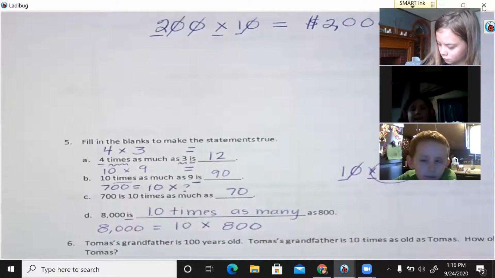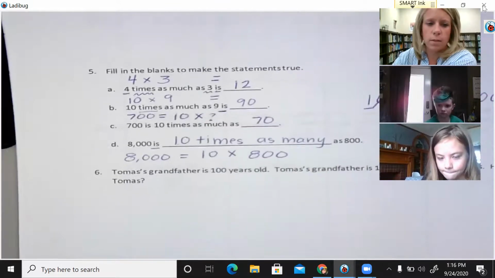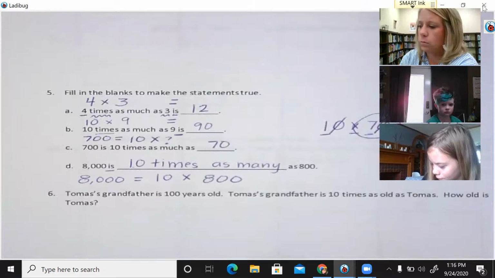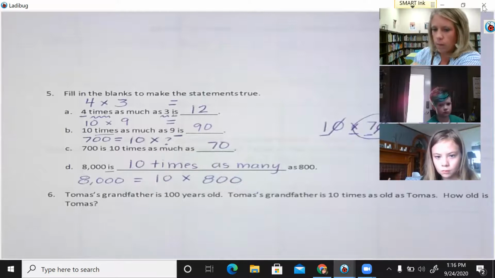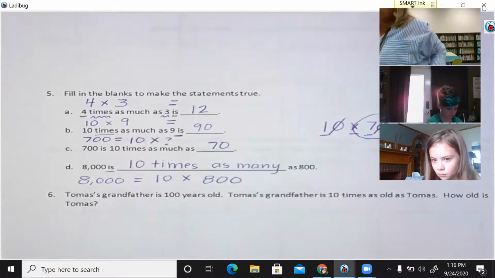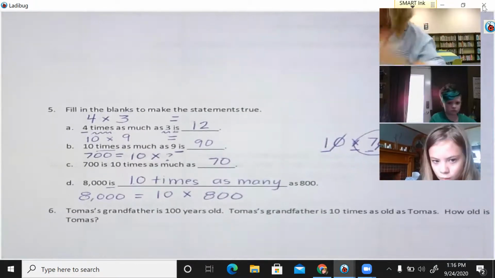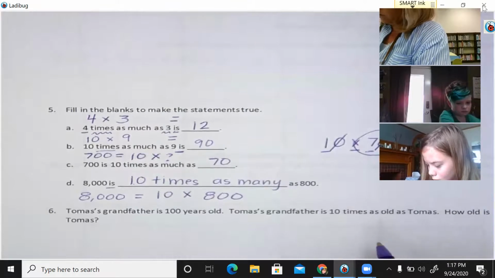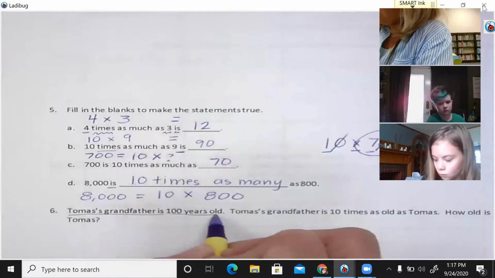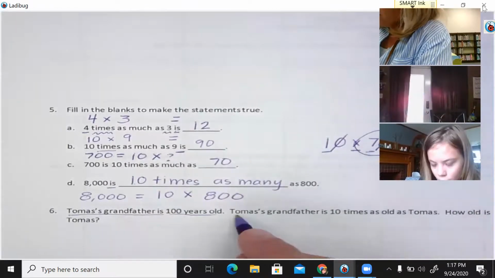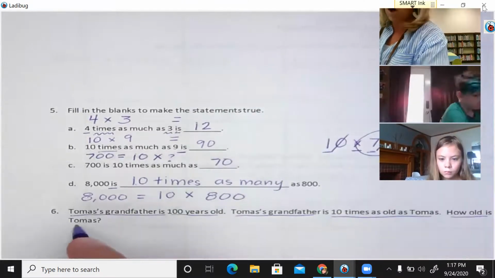Okay, are we ready to move on to number 6? Okay, Olivia, go ahead and read number 6. Thomas's grandfather is 100 years old. Thomas's grandfather is 10 times as old as Thomas. How old is Thomas? Okay, let's go ahead and underline. Thomas's grandfather, 100 years old. Thomas's grandfather, 10 times as old as Thomas. How old is Thomas?